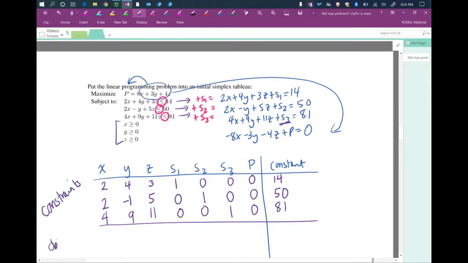Now we worry about the objective function. We put that last. So the objective function is this one right here. So negative 8, negative 3, negative 4. There's no S1, no S2, no S3. Coefficient of p is 1. And here's a 0. Isn't that fun?